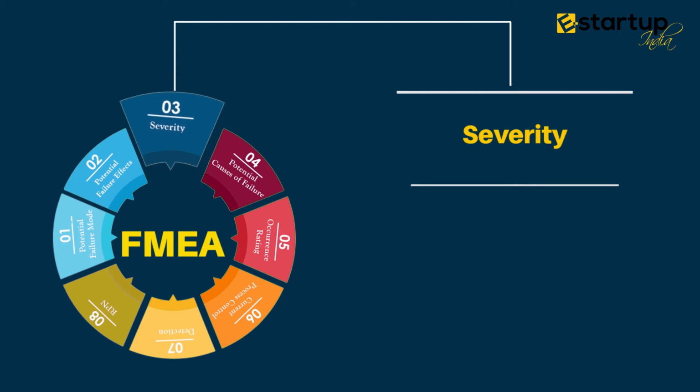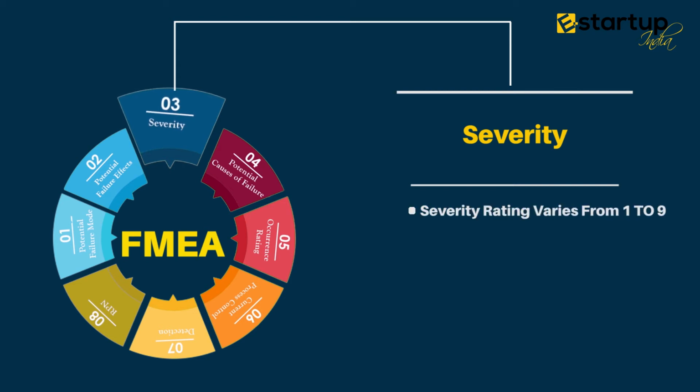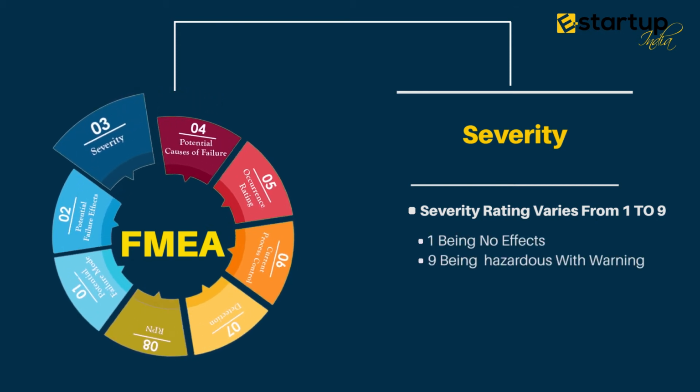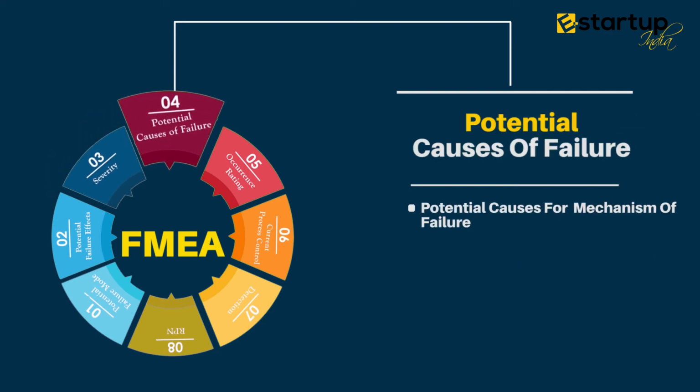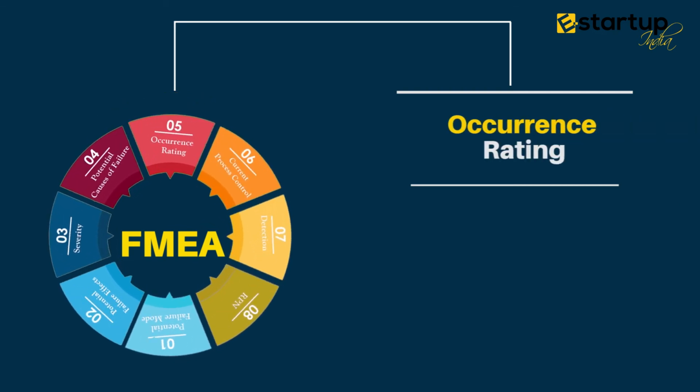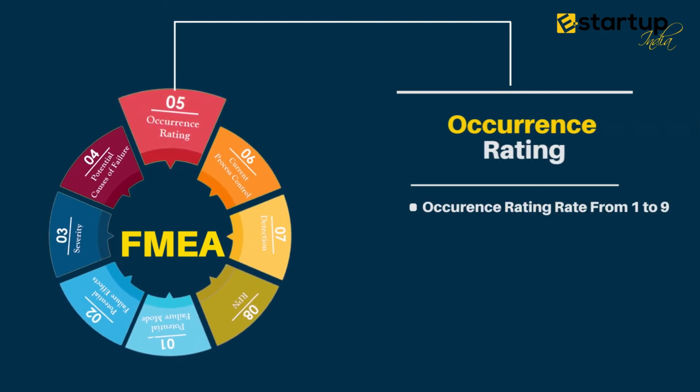Then there is a column of severity. Here you identify the severity of that particular potential failure mode on a rating of 1 to 9, 1 being no effect and 9 being hazardous with warning. Then there is potential causes or mechanism of failure. It is a list of every potential cause and failure mechanism: incorrect material, improper maintenance, fatigue, wear, etc. Then there is an occurrence rating. You rate it from 1 to 9, 1 being very low and 9 being very high.